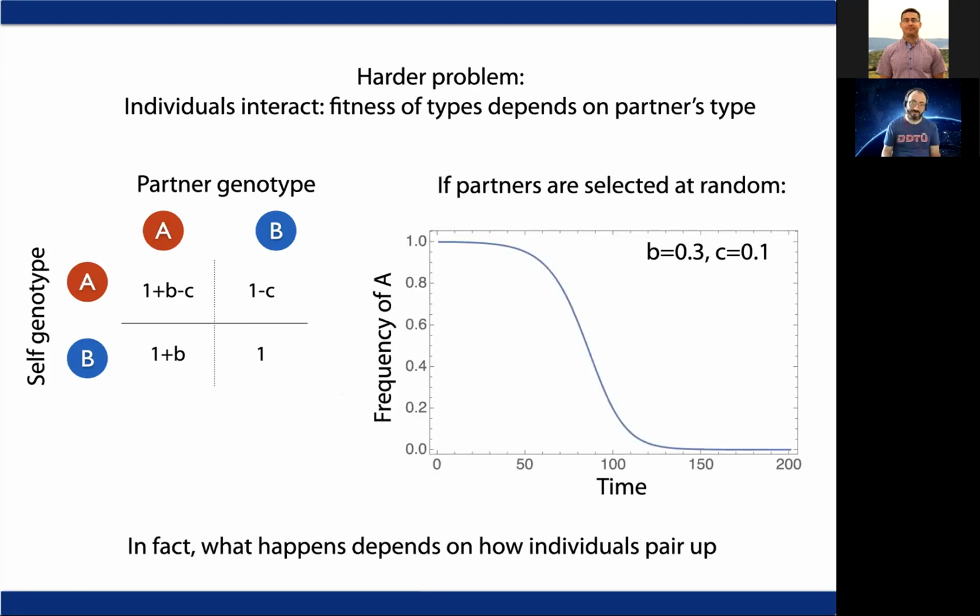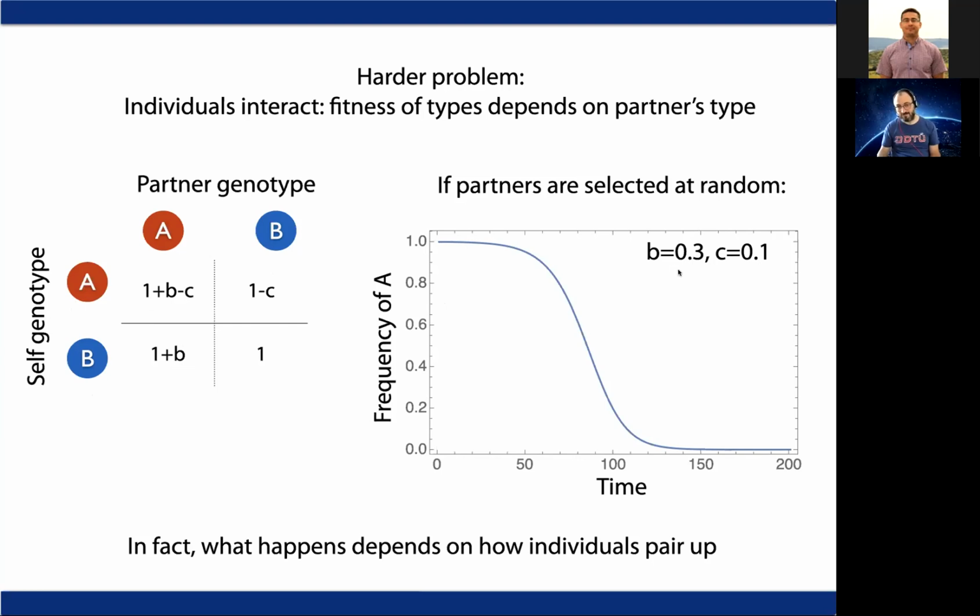But in fact, what happens is the exact opposite. So if partners are selected at random, if who you interact with is completely random in a population, meaning that it doesn't depend on your own type at all, so A's and B's interact with A's and B's with the same frequency regardless of their own type, then even if you start out the population with all A's, eventually they will go extinct.